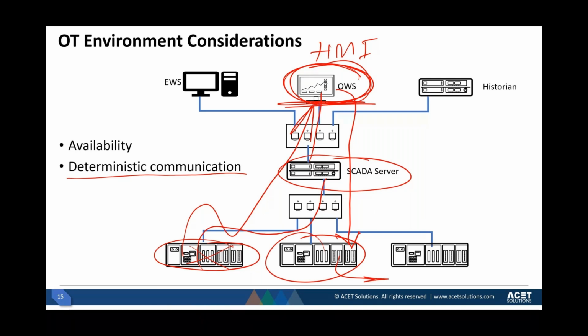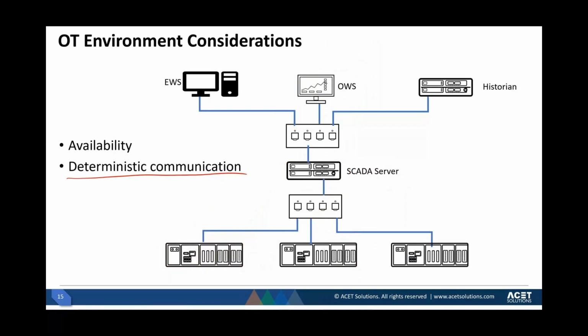So we don't want this communication to be disrupted. That's the second level of availability: even if the PLC itself is functioning properly, we don't want this network to be loaded in a way that the communication is disrupted significantly.